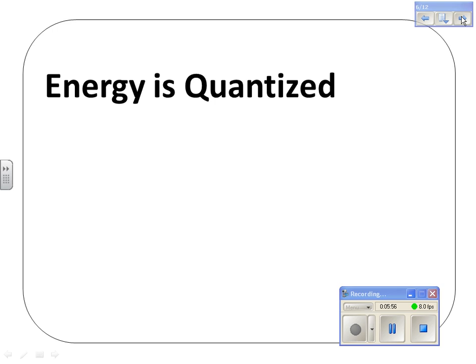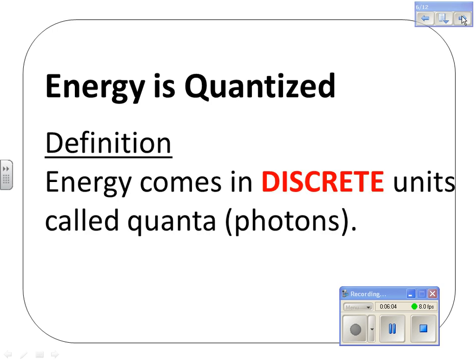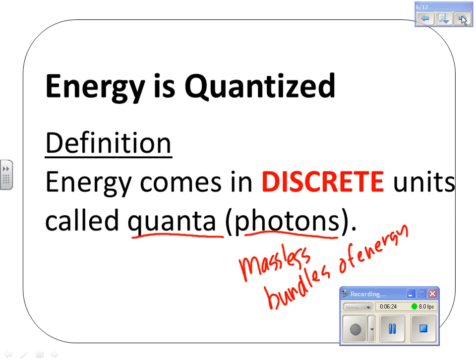Okay, another thing I just want to remind you, energy is quantized. We talked about photons last week. We're going to talk a little more about how that has to do with light. So energy comes in discrete units called quanta. When we talk about light, we're talking about photons. Remember, we said photons are massless bundles of energy. I think in the other video I may have referred to them as packets of light energy. Those are photons, packets of light energy.